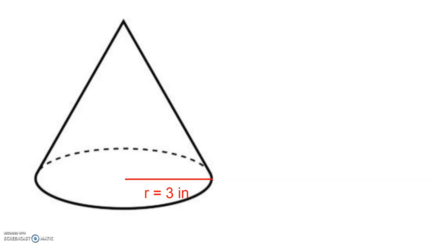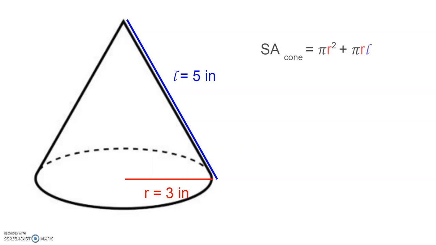So in this scenario, we're given the radius is 3 inches, and then we were also given that slant height. Remember, that was the height on the surface of the solid, and that's what we really care about for surface area because it is on the surface. Our formula for surface area of a cone was pi r squared plus pi times r times L. L represents the slant height.